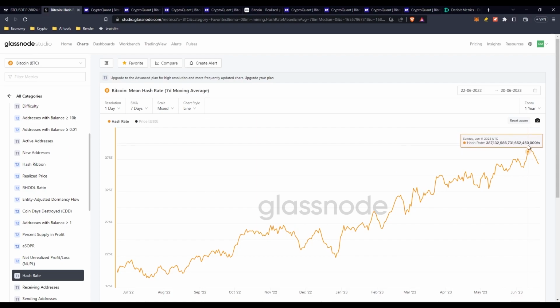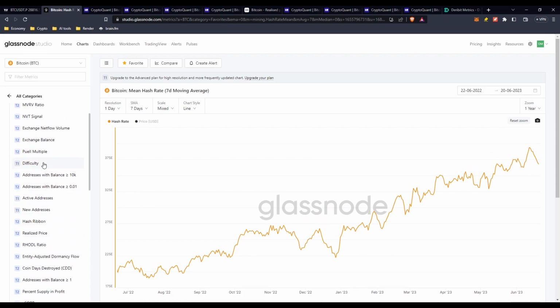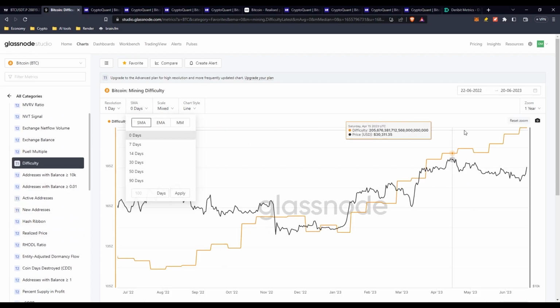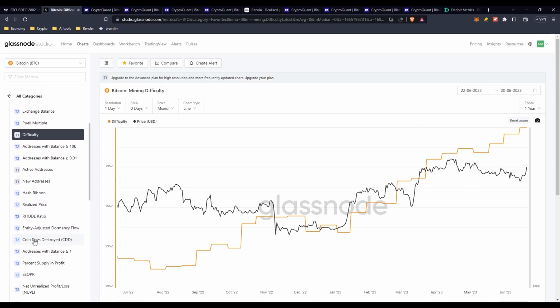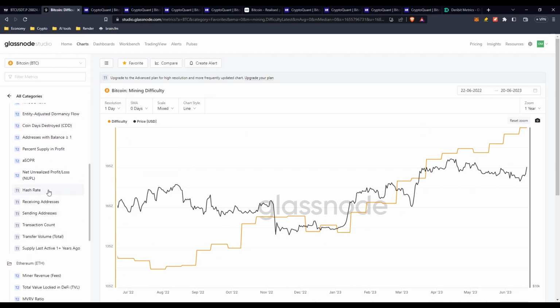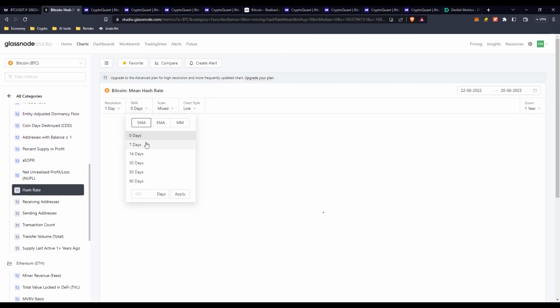But at the moment there's a little downtrend, which makes me slowly think that maybe there's starting to be a little selling pressure from the miners, especially when you look at the difficulty. Difficulty at the moment is at an all-time high, which means it's getting harder for the miners to run their systems. So this is what I'm seeing.